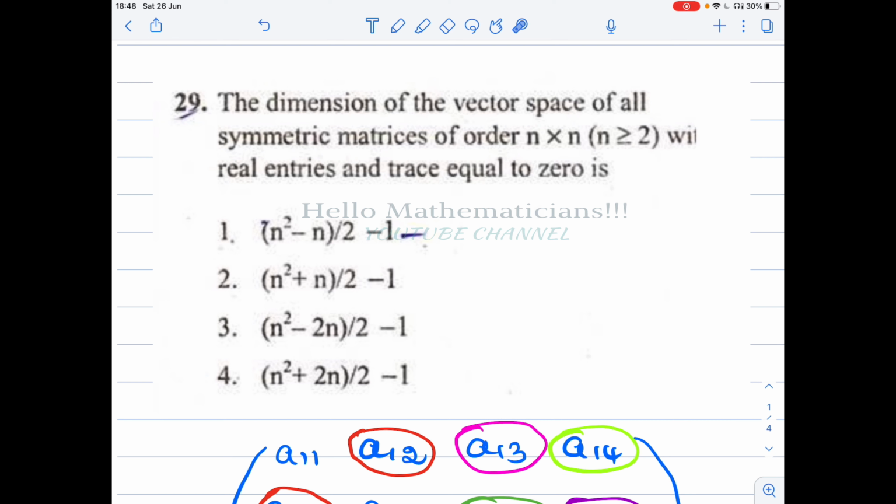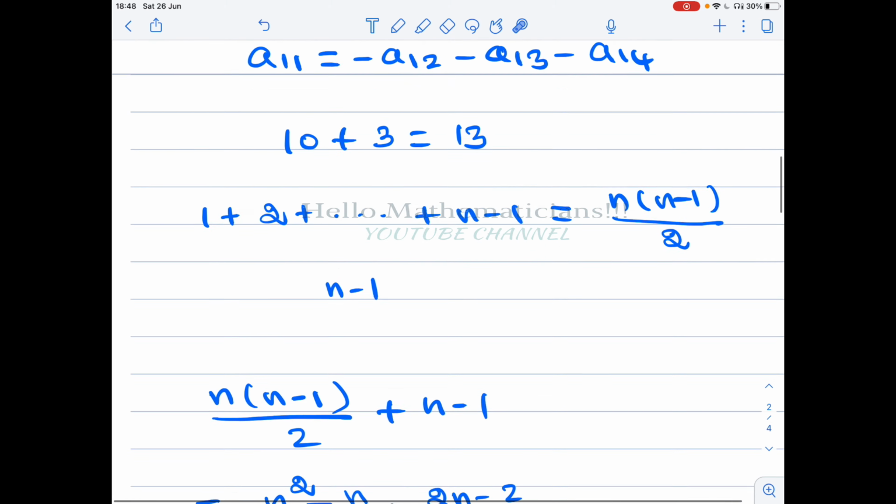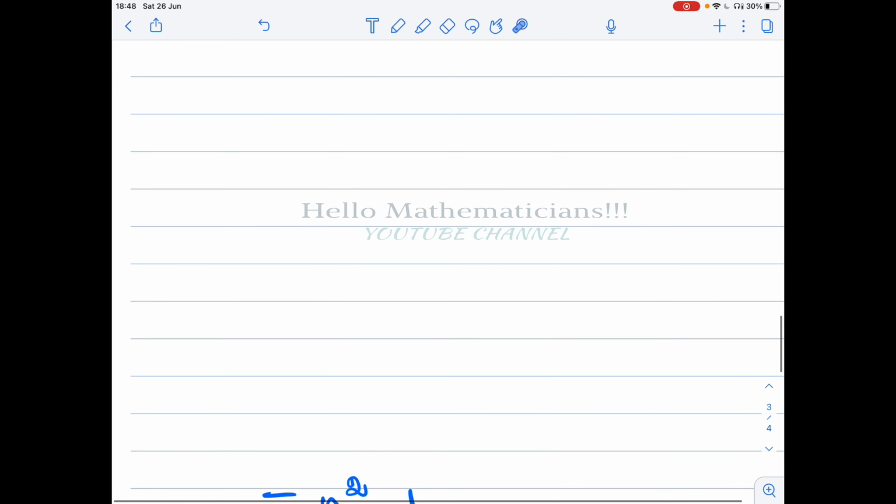So before we go into the problem, first let's see a concept. Let's see what is dimension and how to calculate the dimension using number of free variables. First let me tell you some examples.